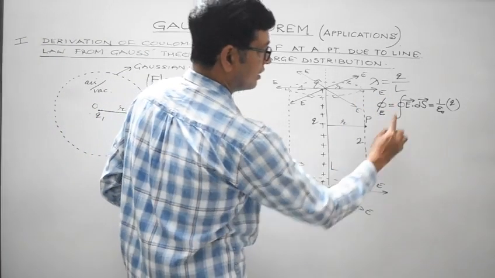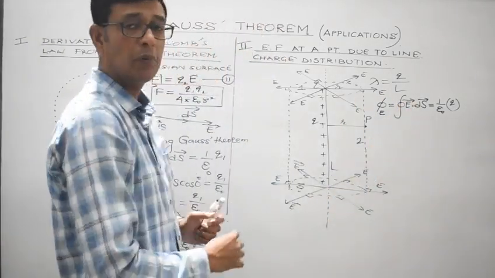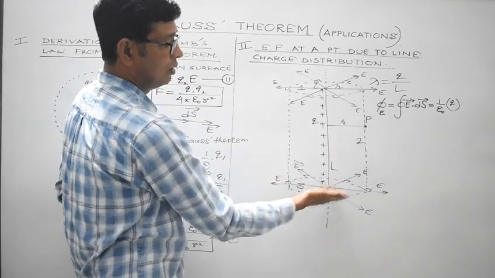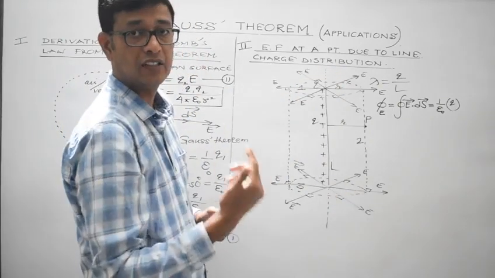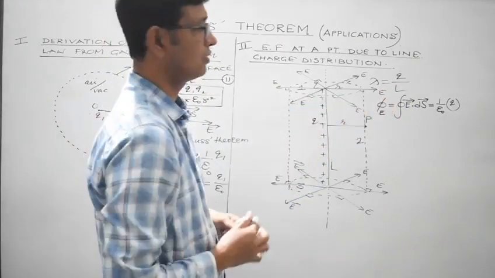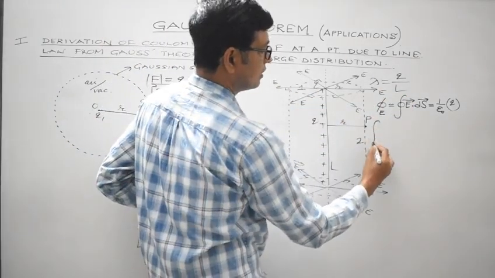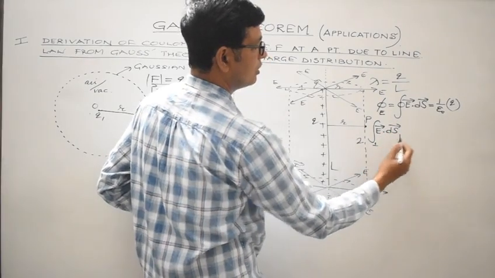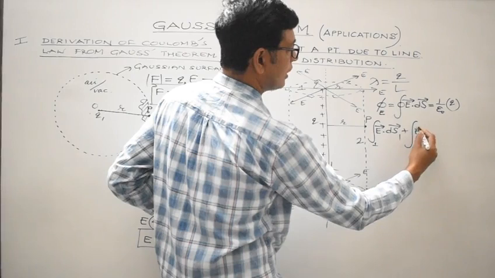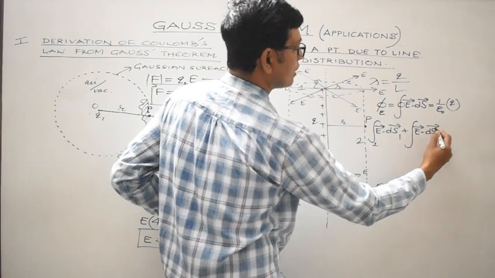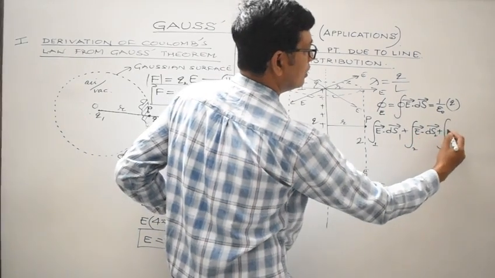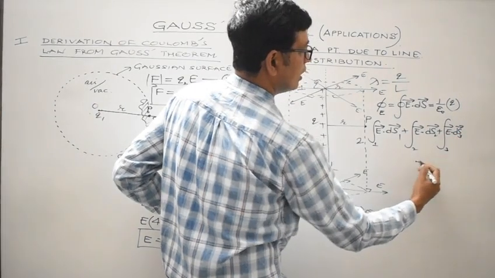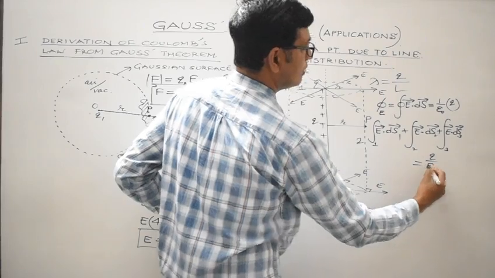Let's start evaluating it. It is for a closed surface. It can be bifurcated into three surfaces: two, the top and bottom circular faces, and the third one, the curved surface. Right? So it can be bifurcated like this. E vector dot dS1 vector for the first, plus E vector dot dS2 vector for the second one, and plus E vector dot dS3 vector for the third one, and it is equal to Q by epsilon.